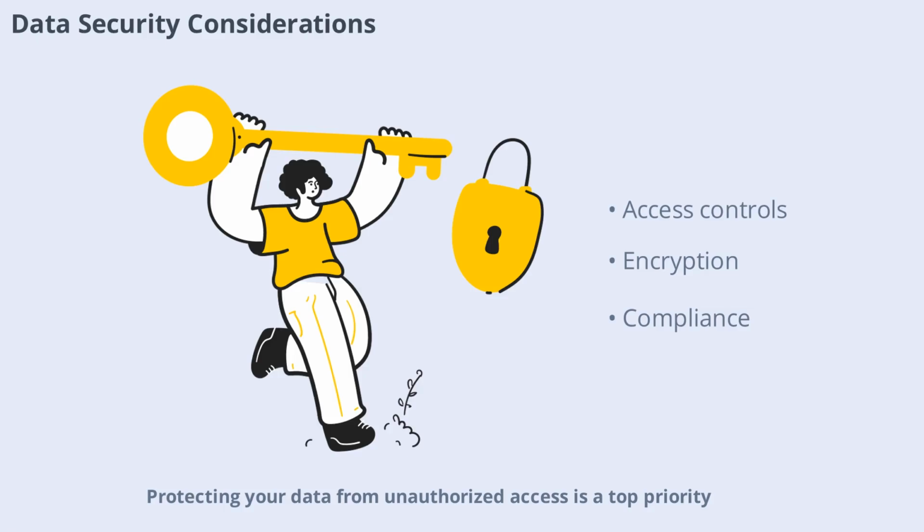Protecting your data from unauthorized access is a top priority. Effective data design includes security measures like access controls, encryption, and regular audits. By planning for security from the start, you reduce the risk of data breaches and ensure compliance with regulations. Always consider who needs access to what data and implement safeguards accordingly.